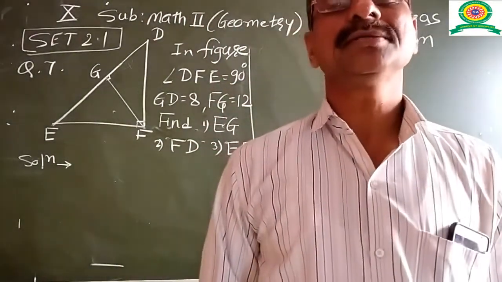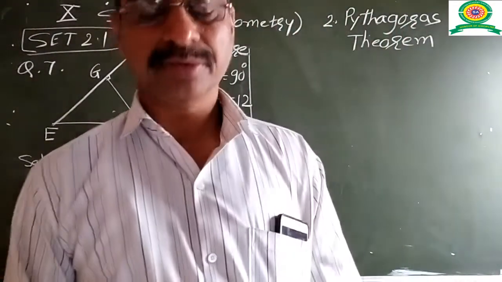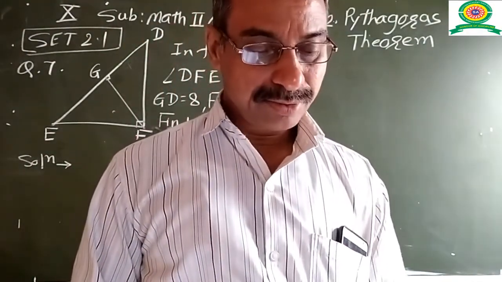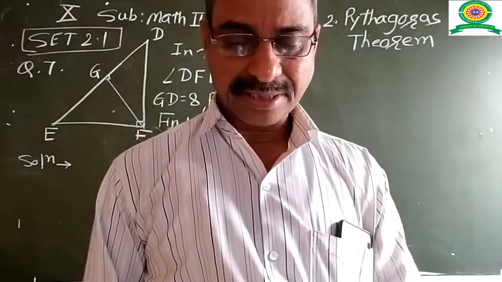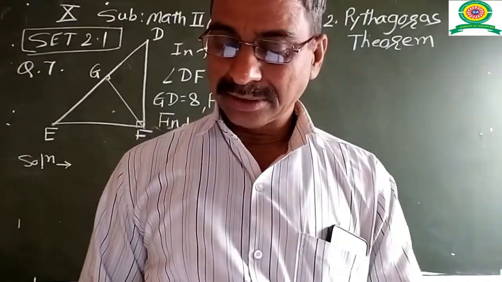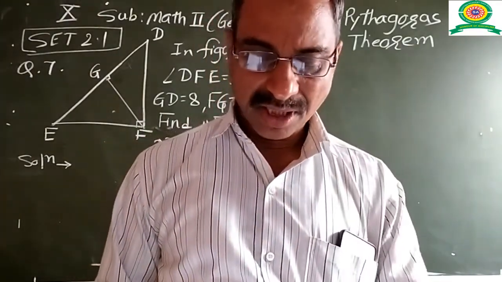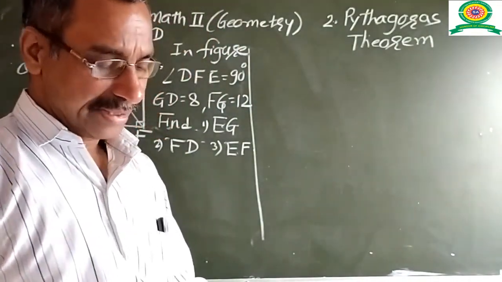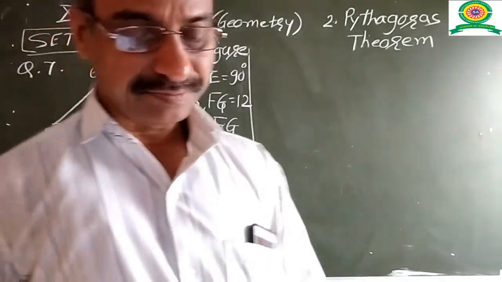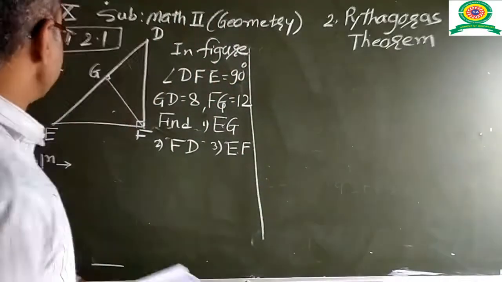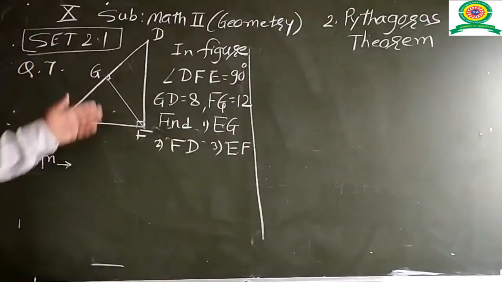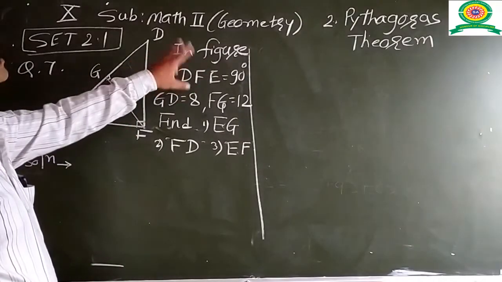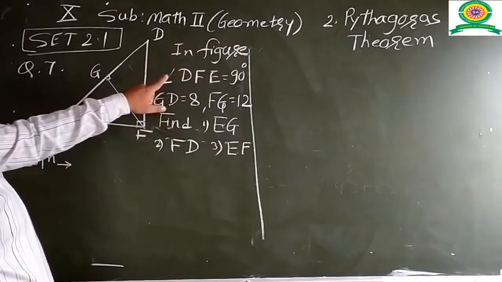Good morning, students. Today we are going to solve the remaining questions of practice set 2.1, question number 7 of Math 2 Geometry, Pythagoras theorem. There is a diagrammatic question. In the figure, the diagram is given and some information is given in the figure.